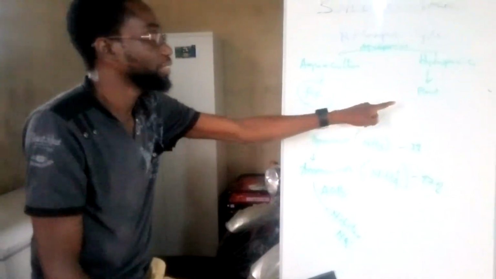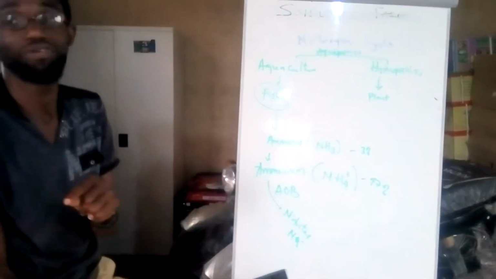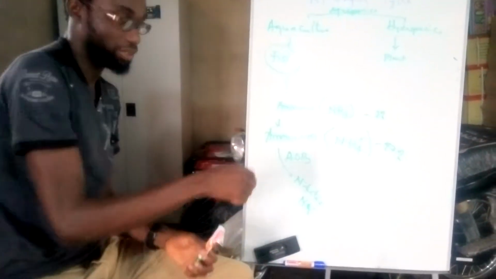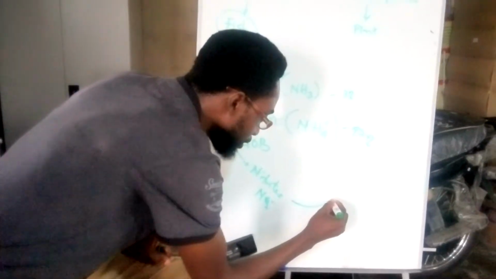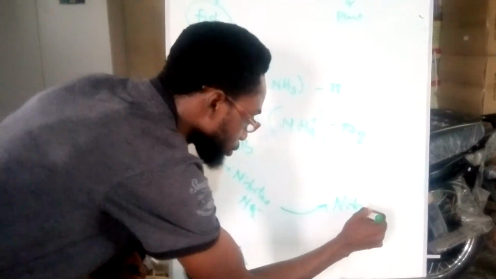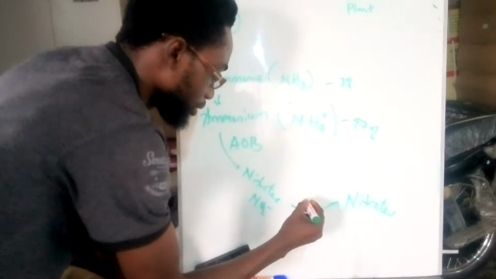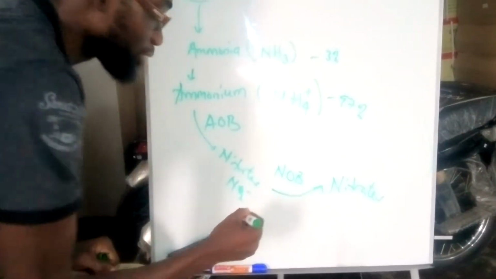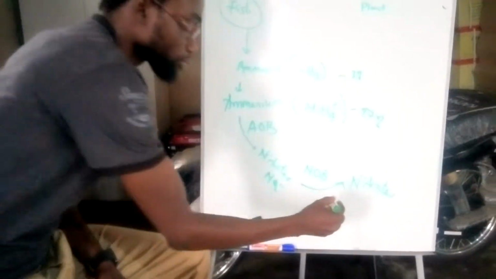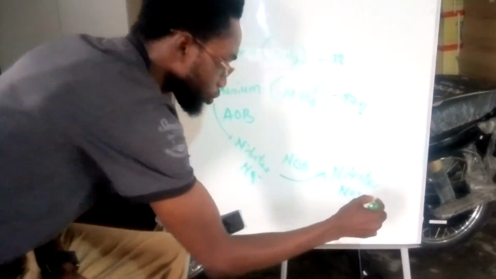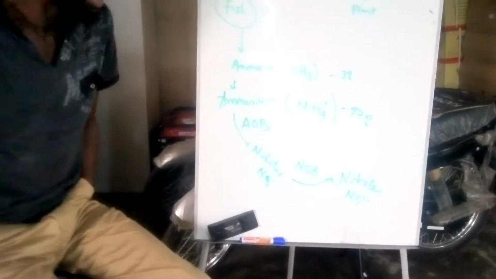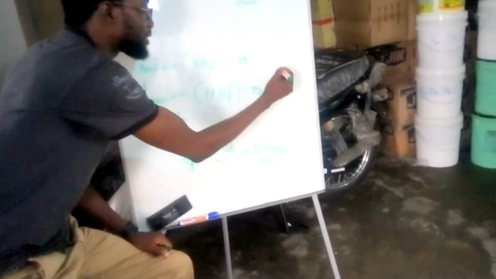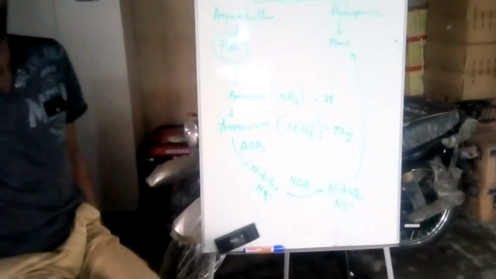Now, again, the plant cannot make use of nitrites, which means we still need to find something to do with the nitrites. The nitrite is converted to what is called nitrate. This is done by nitrite oxidizing bacteria, NOB. So now we have NO3 minus. Once it becomes nitrate, the plant is able to take it up.